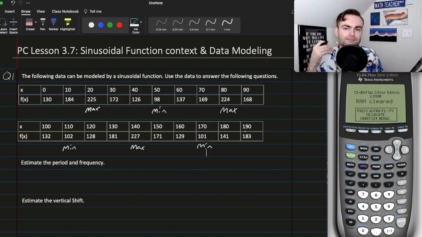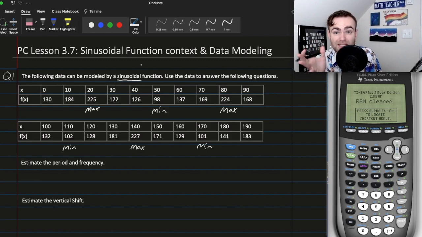So it's repeating: it's going max, min, max, min, max, min. The only function we really know to do that is a sinusoidal, and they tell us by default that it's sinusoidal, but if we weren't sure, that's one way to definitely tell. What's going on here? So let's start off with the easier stuff.